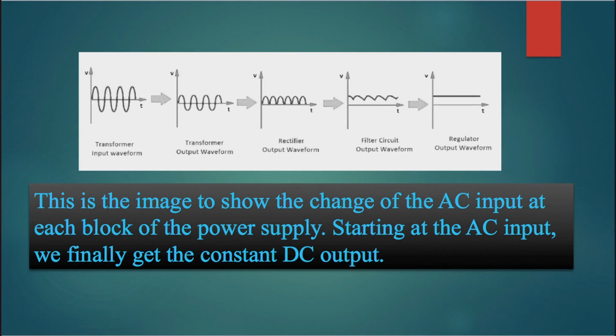So finally, this is the image where you can see how the AC input is being converted to DC output through different blocks. First one is the input AC, second one is the transformer output, third one is the rectifier output, fourth one is the filter circuit output, and finally after the action of the regulator we have the output waveform.